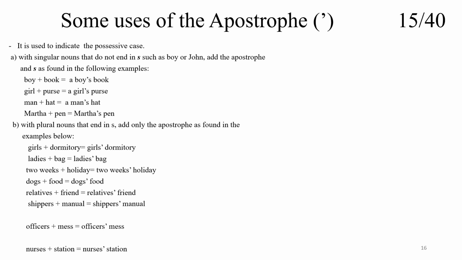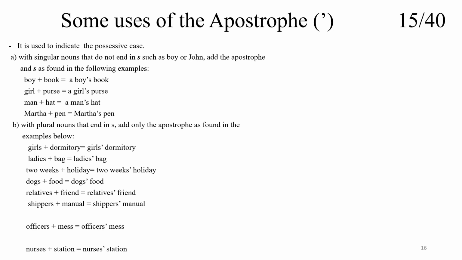You can find that a boy owns a book, and I want to say that the book belongs to the boy. How do I write it in English? I will write it by using an apostrophe and S attached to it. And that one will help us to consider some of the uses of the apostrophe.